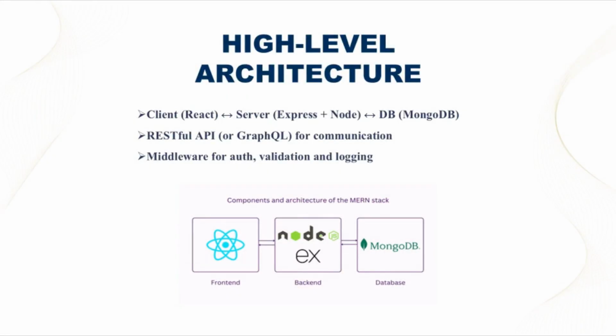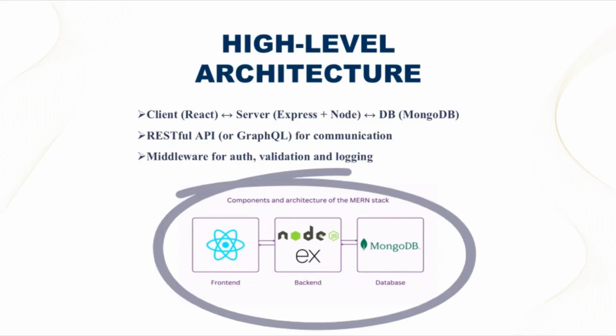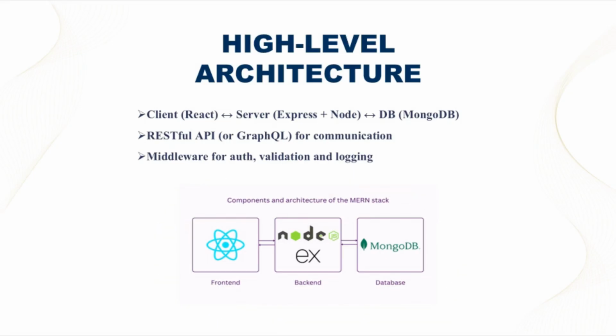Okay, let's now understand how the different parts of the MERN stack interact with each other in a real-world application. This diagram shows the high-level architecture of a MERN stack application. On the front end, we have React.js. This is what the user interacts with: buttons, forms, pages, and so on. When the user takes an action, like submitting a form, React sends a request to the backend using tools like Axios or the Fetch API.